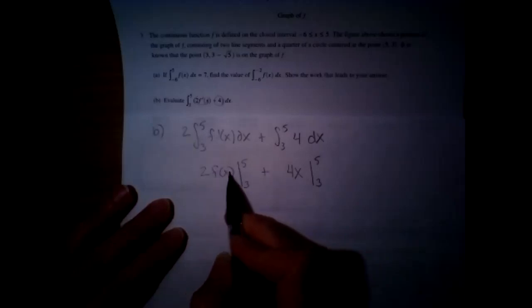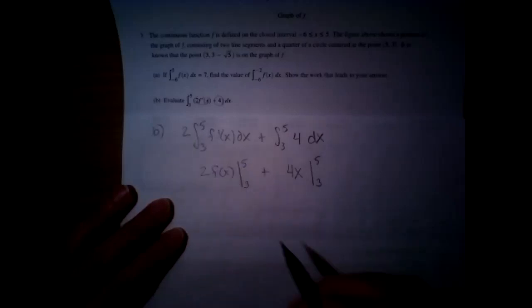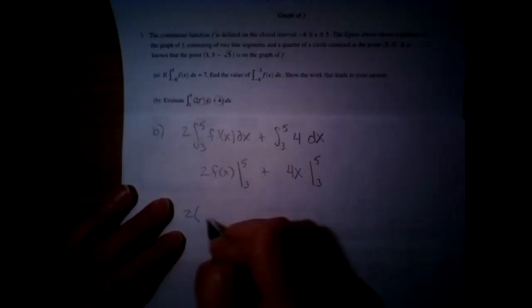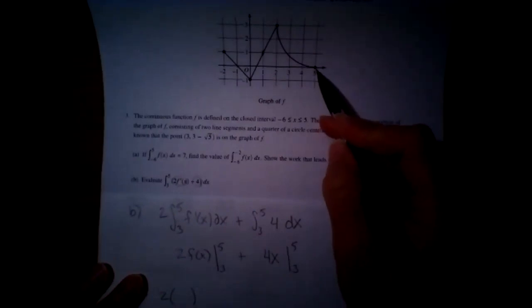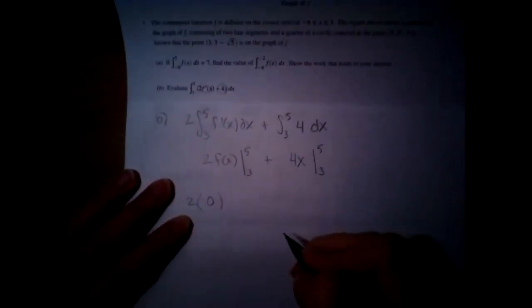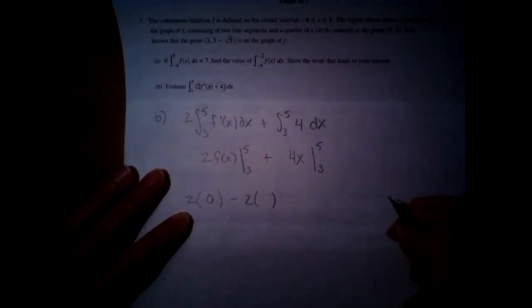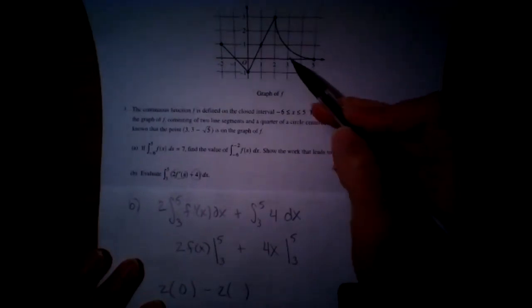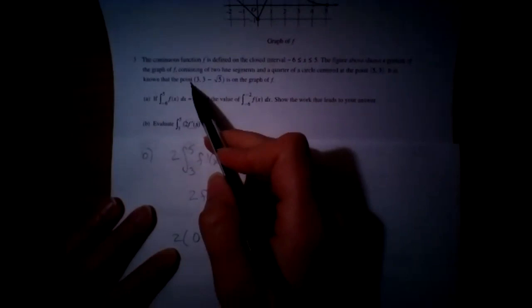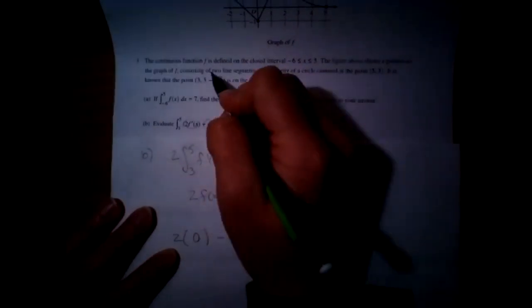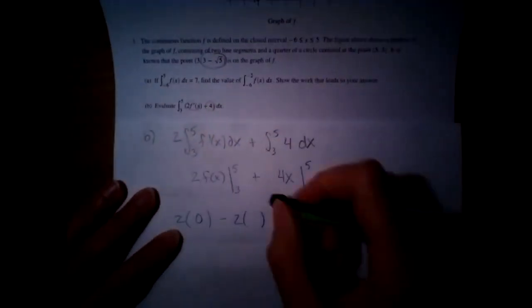So we're going to do 2f of 5 minus 2f of 3. So let's evaluate f of 5. If we come up here, f of 5 is 0. And then minus 2 times f of 3. So f of 3, oh, here's where this comes up. Because when you go to 3, that's not on an exact point. It's right here. f of 3 is 3 minus square root of 5.